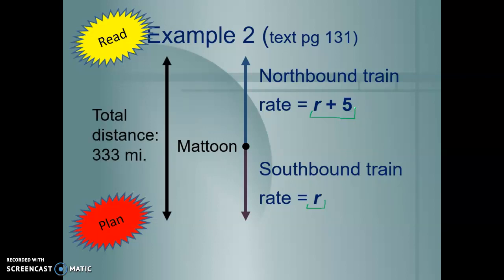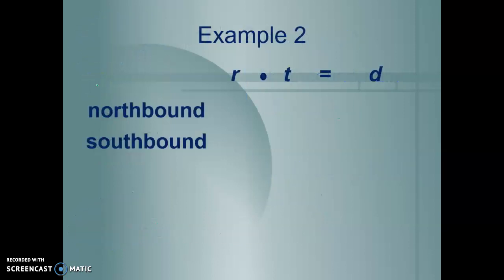I also know that after all of this time that they've traveled, their total distance from one end of the train to the other end of the train is 333 miles apart, and I know that that was after 3 hours. So let's create a chart. Again, I've got two different groups here, so I'm going to create this chart. I don't have lines right here, so let's draw these in freehand, which is not very good, but that's okay, and fill in what we know.